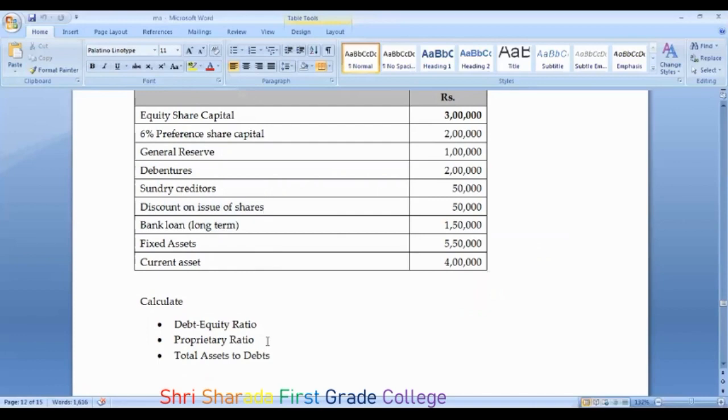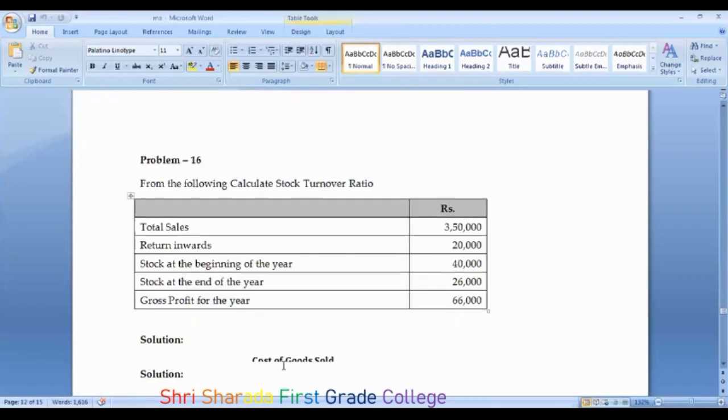Total assets is given here, right? Fixed assets and current assets are given, and adding them together becomes the total assets. Clear? Then there is the total assets to debts ratio. Total assets you have computed. Debt is 2 lakhs plus 1,50,000, so 3,50,000 is the debts. Take this as an assignment and do it, okay?